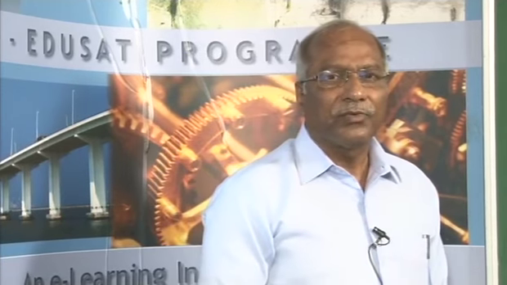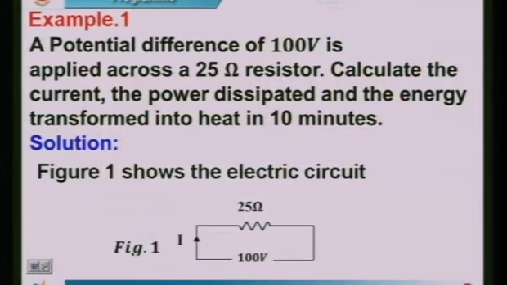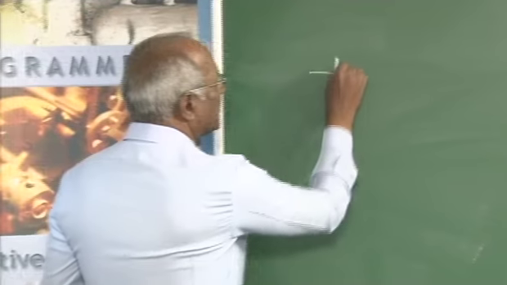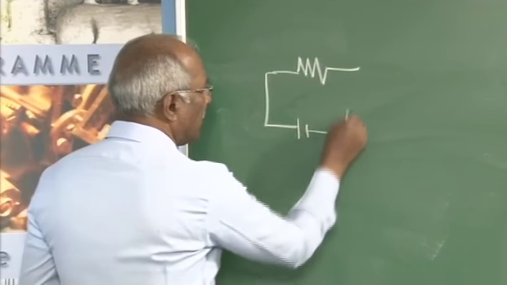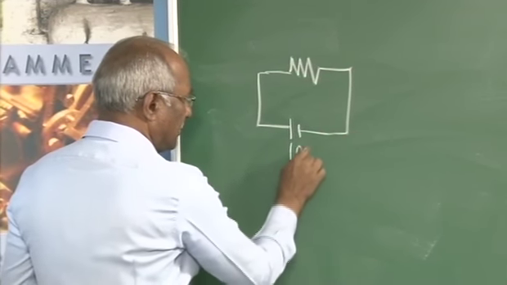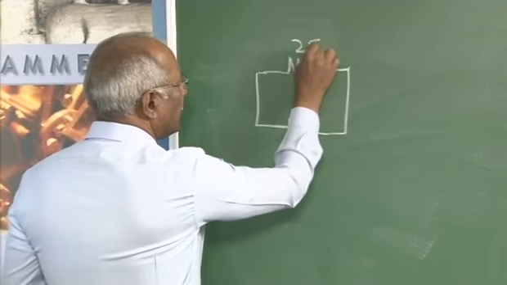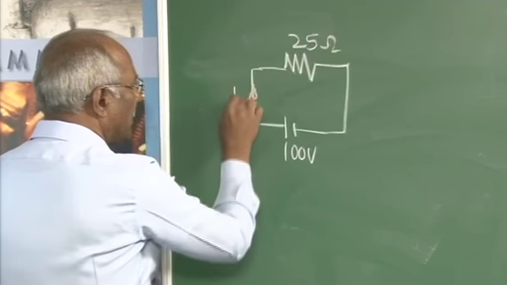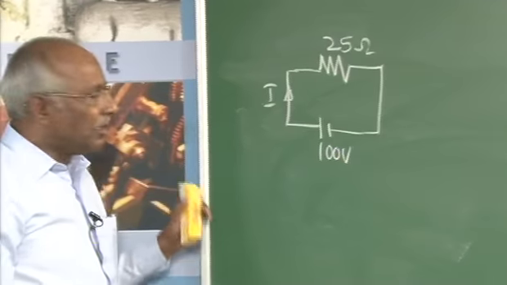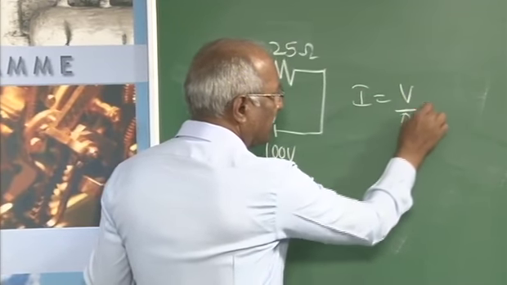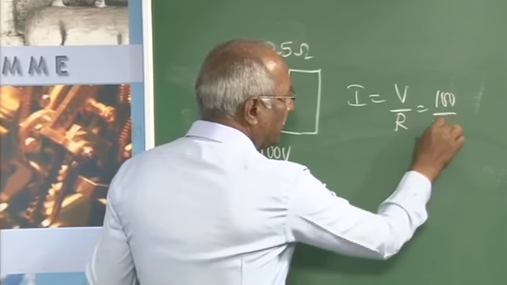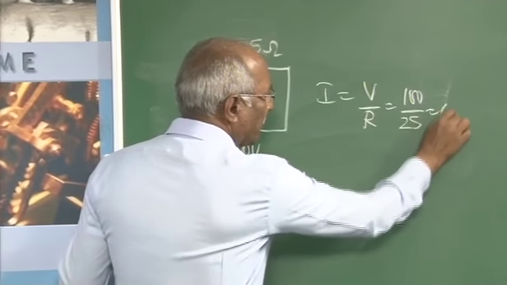In that respect, you can see here a potential difference of 100 volts is applied to a 25 ohm resistor, means this being the resistor, voltage applied is 100. This is 25 ohm, and this will be the current. Obviously, the current is V by R. This will be equal to 100 divided by 25 gives 4 amperes.